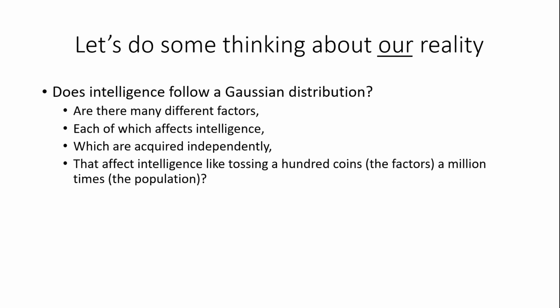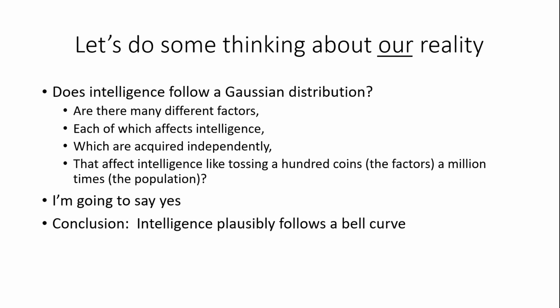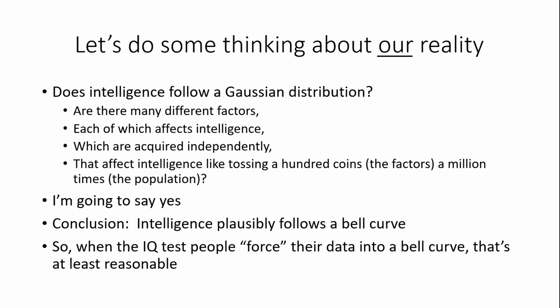So does intelligence follow a Gaussian distribution? Well, are there many different factors, each of them affecting your final intelligence, acquired independently, that affect intelligence like tossing 100 coins a million times? I'm going to say, yeah, that looks plausible. I mean, we don't know that that's true, but it makes sense. That means intelligence can plausibly be modeled using a bell curve. So when the IQ test people force the data into a bell curve, at least it's reasonable.